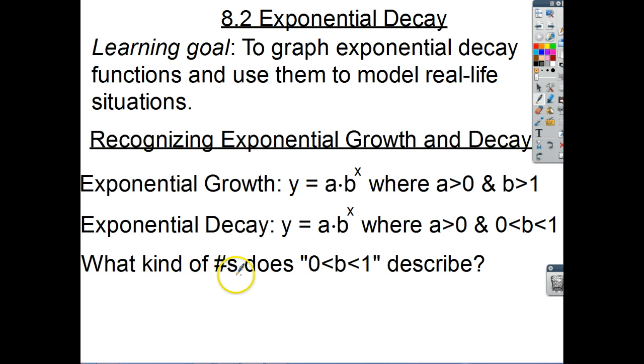Now I want you to think of what kind of numbers b being greater than 0 and less than 1 describes. I'll stop for a second. Well, we probably discussed that those are the proper fractions, where the numerator is less than the denominator, or the positive decimals, 0.1, 0.2, 0.3, and all that up to 0.999, and as many nines as you want to imagine. But any value in that group, if b is that value, then the function is going to be an exponential decay function.